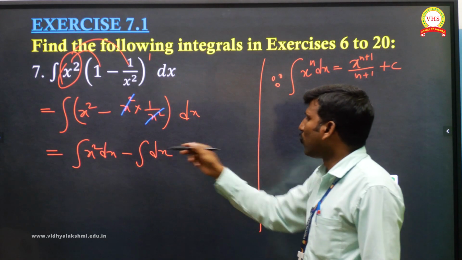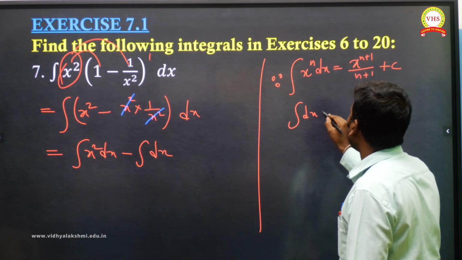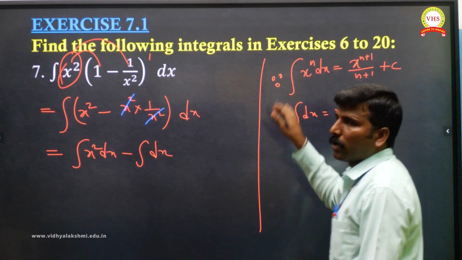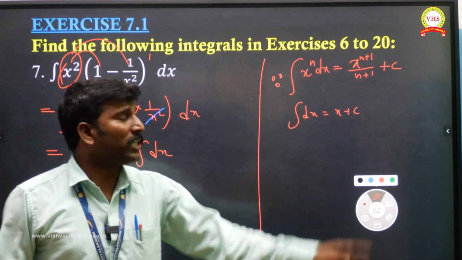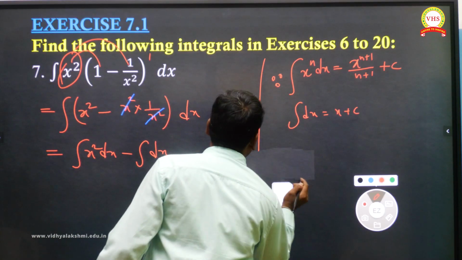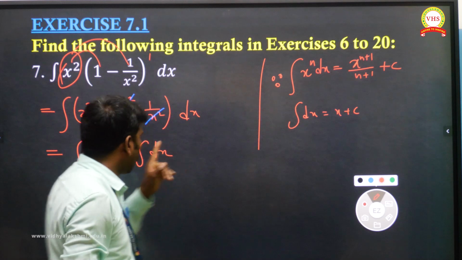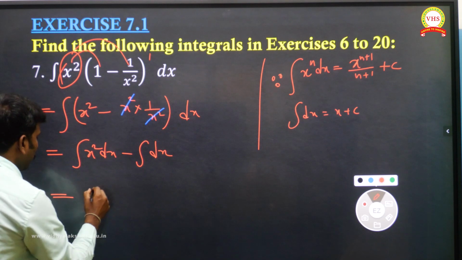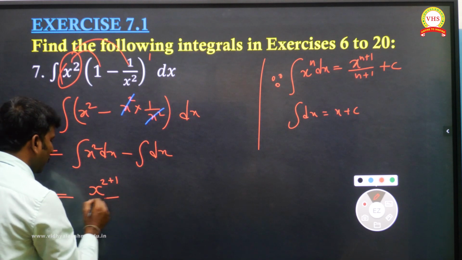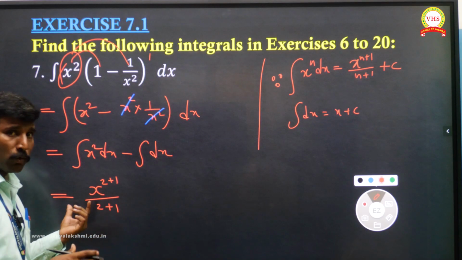One more, integral dx, that we know very well, is x plus c; just 1 into dx means x plus c. These two formulas I'm going to use. Now, instead of n, what do we have here? 2, which means x power 2 plus 1 divided by 2 plus 1. I'm writing now step by step.